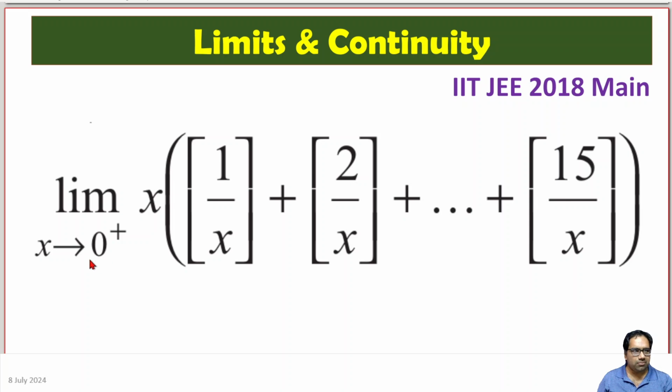Now x tends to 0 plus, what does that mean? x is positive and x is a very small number. What does that mean? 1 by x is actually a very big number because x is so small, very close to 0. 1 by x is very big, so 2 by x is also a very big number. 15 by x is also a very big number. Now we are talking about some very big number and the integer part of that big number.